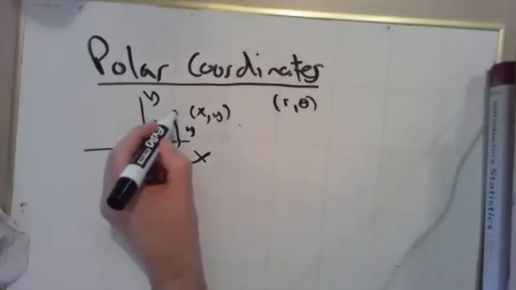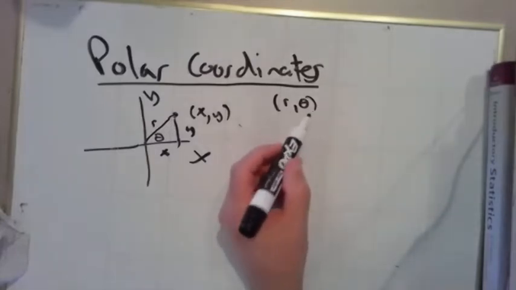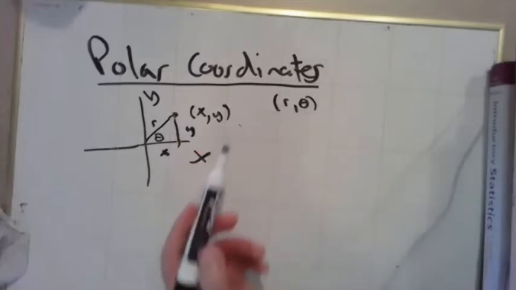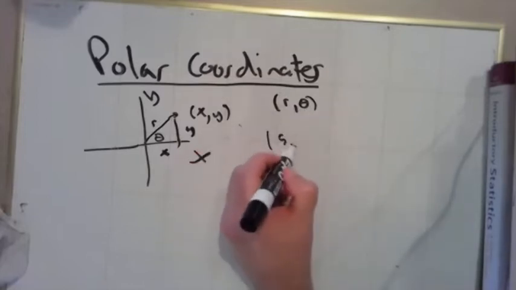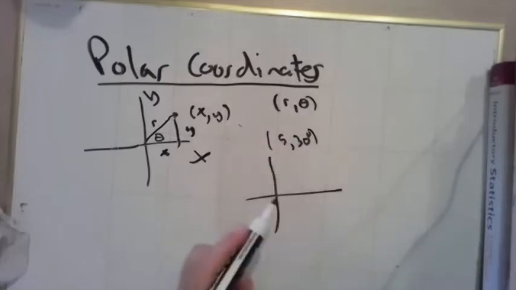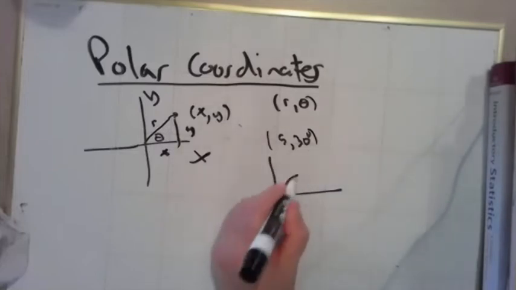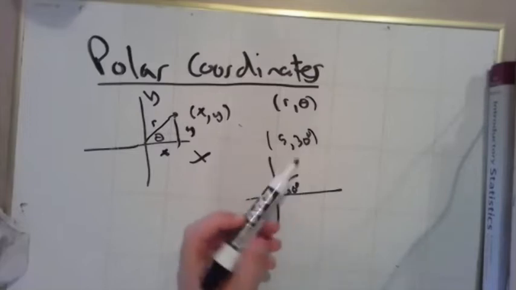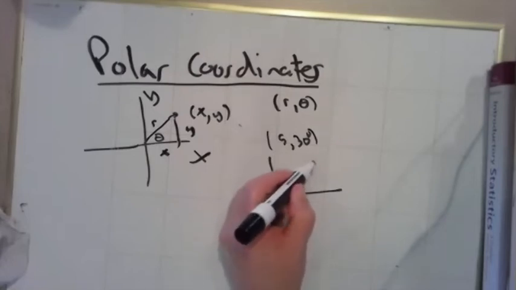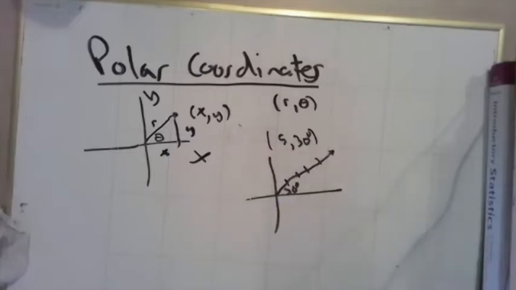Now we tend to write polar coordinates (r, theta), even though we actually do the process the other way. We do the angle first and then we do the distance. For example, the point (5, 30 degrees) means you start by facing along the x-axis, rotate 30 degrees. So now you're facing that direction, and now walk out 5 units. So 1, 2, 3, 4, 5. That would be the point (5, 30 degrees).